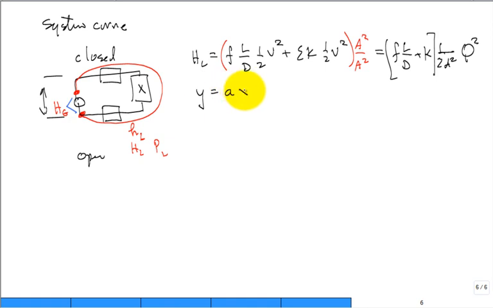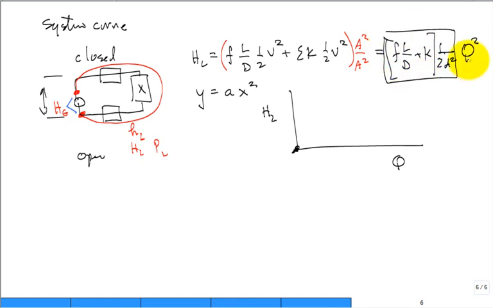So if somebody says, I want you to plot the curve, y is equal to ax squared, what does that look like on an xy plot? Well, I'm doing the same thing here. Plot the head loss as a function of the flow. What does that look like? It's parabolic. Where does it go to zero? Does it go to zero always at the origin? Look at our curve again. It's just all of this is a constant times Q squared. It will always go through zero, zero.